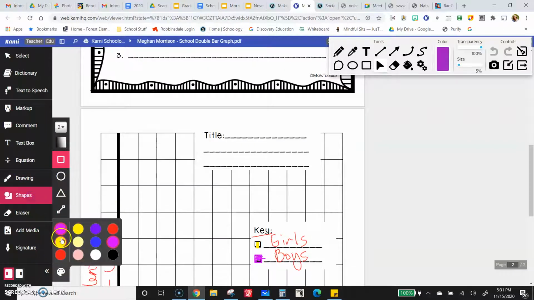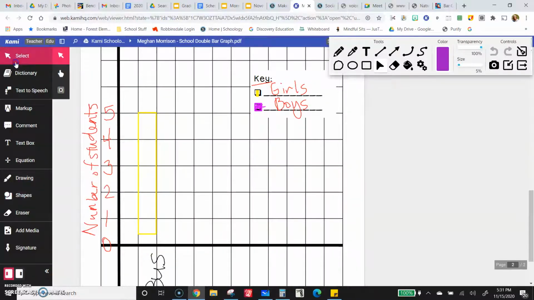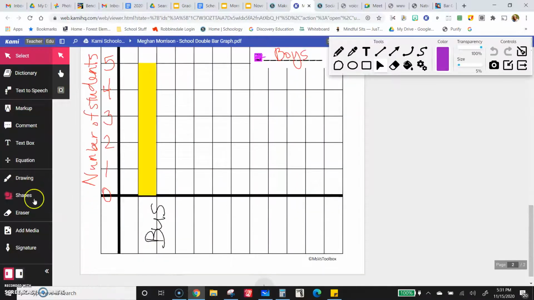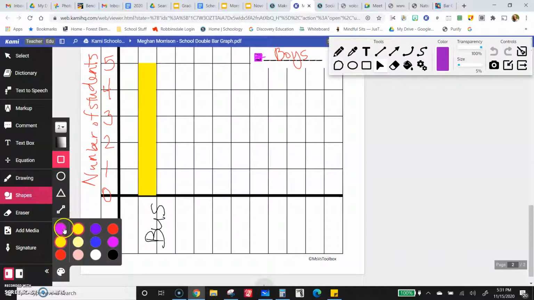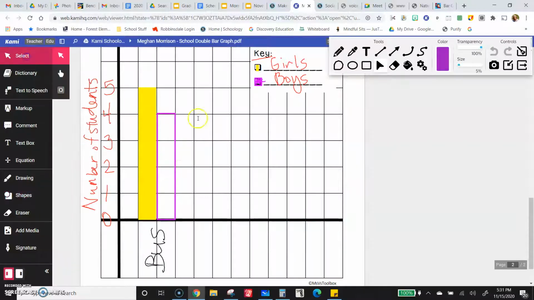So shapes, go to yellow. I want to go up to 5. Oops, I didn't go far enough down. Easy fix. Takes a little bit of playing around with it to get it to look exactly how I want. But look, girls went up to 5, and now boys only needs to go up to 4 for bus. So I'm going to go back to shapes. Again, you can draw it either way. I think the rectangle is a little bit easier than drawing it, personally. However you want to fill it in works.